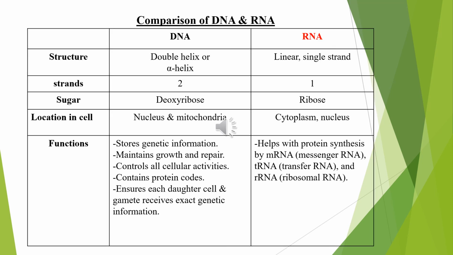This table illustrates the comparison between DNA and RNA. First is the structure. DNA has a double helix structure, while RNA has a single-stranded structure. The strands in DNA are 2, while in RNA, 1. The sugar is usually deoxyribose in DNA, while it is ribose in RNA. Location in the cell: DNA is located in the nucleus and mitochondria, while RNA is located in the cytoplasm and the nucleus.